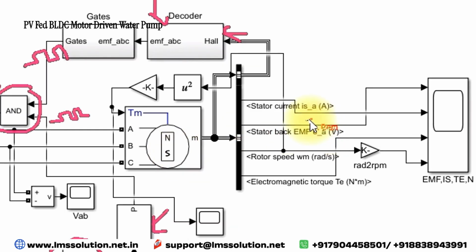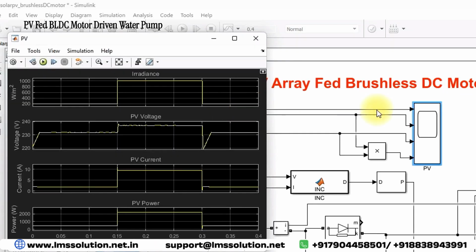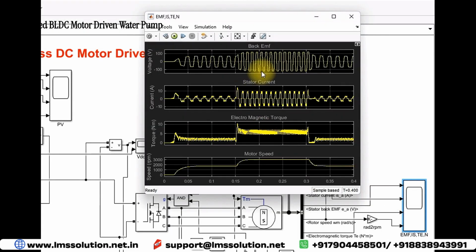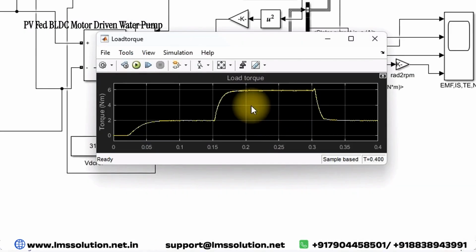And then here we have taken the speed of the BLDC motor, and it is converted into load torque. And then here we have different scopes. This scope is for measuring the irradiation, PV voltage, PV current and PV power. This scope is used for measuring the back EMF, stator current, electromagnetic torque and motor speed. And this scope is used for measuring the load torque of the BLDC.